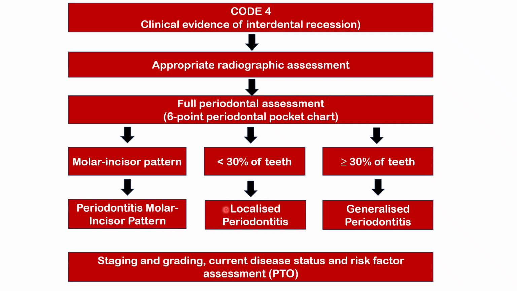Then we have localized periodontitis. In this, the teeth involved are less than 30%. Then there is the case of generalized periodontitis. In this, the teeth involved are greater than 30% of the teeth. After this, staging and grading is done, we find out the current disease status, and the risk factor assessment is done.